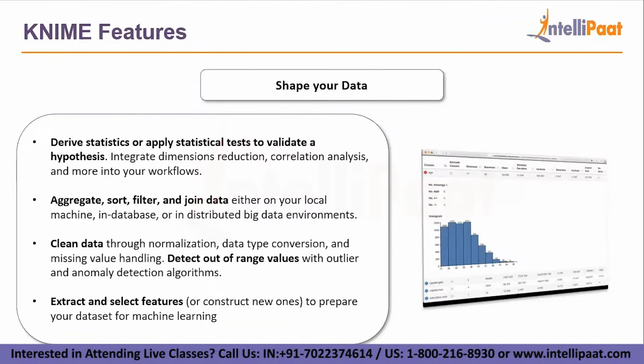KNIME will help you with extracting the data, transforming the data, removing the outliers, and feature selection. There is something called feature selection, in which only the required amount of data can be extracted and used for a particular need. That is also possible. How can you do that? There are a lot of things. Everything is implemented via nodes, which can aggregate, sort, filter, everything.